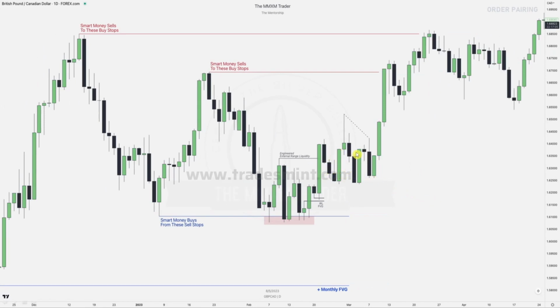Now price action is accumulating over here. With this accumulation, we are highly unlikely to reverse, right? Because we already accumulated the sell stops for long orders. We already repriced into this imbalance, right? Taking out external range liquidity.